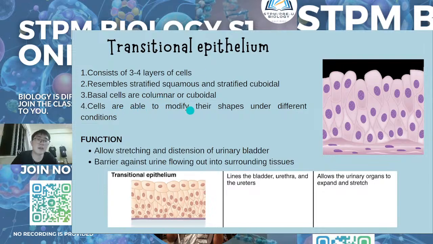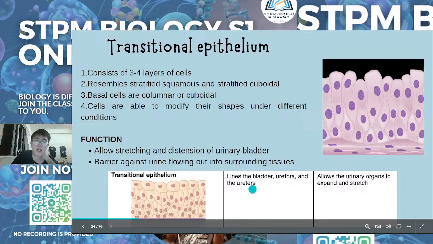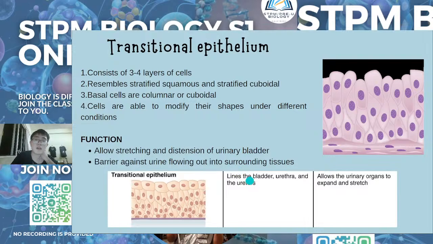So the cells are able to modify their shape under different conditions, so they do not have a fixed shape. It can occur in squamous shape, which is normally just flat, and maybe it can occur in cuboidal shape, hexagon structure, longer and more cuboid. So normally this function is to allow the stretching and distension of the urinary bladder. So our urinary bladder, urethra, and ureter all contain this tissue.